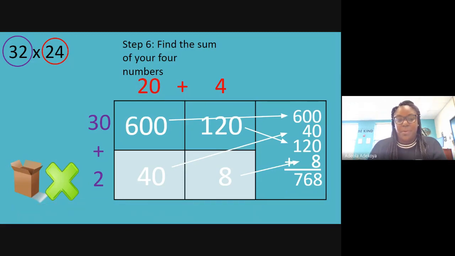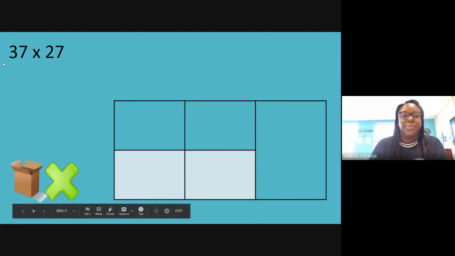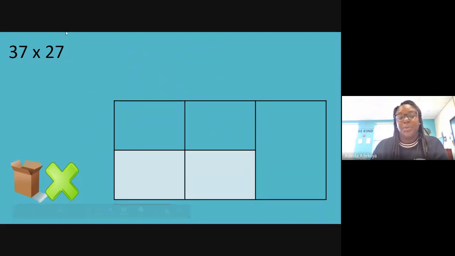Let's look at one more problem and see if we can solve this. 37 times 27 using the box method. I would like every single person to first of all draw out your boxes. If you've got two-digit by two-digit, then you need four boxes in all, two per digit. And if you will go ahead and write it in expanded form, so 37 would be 30 plus 7, and then 27 would be 20 plus 7.